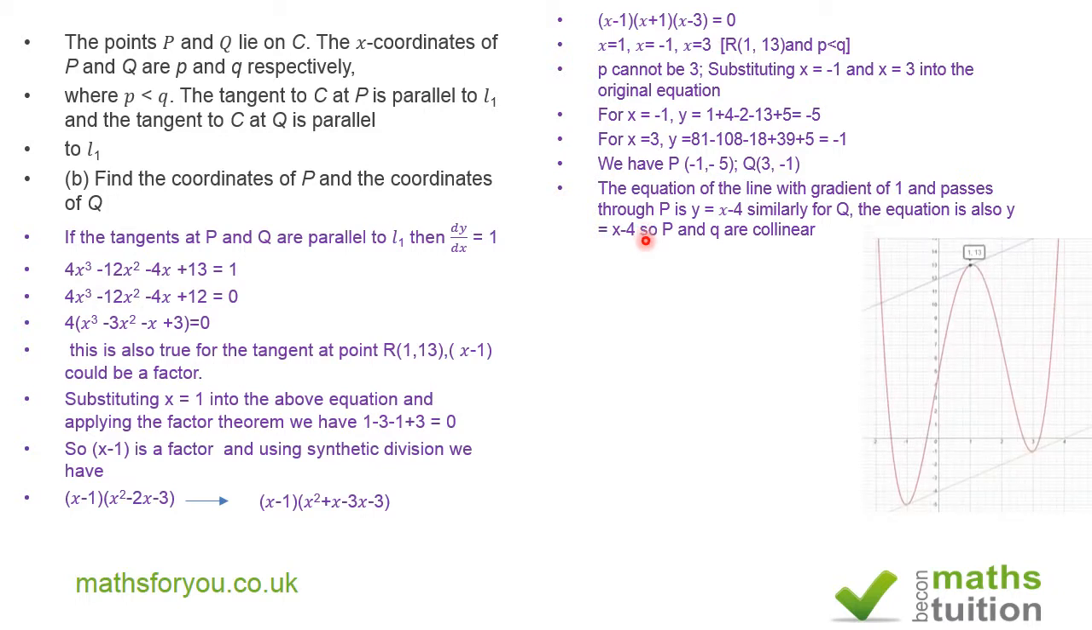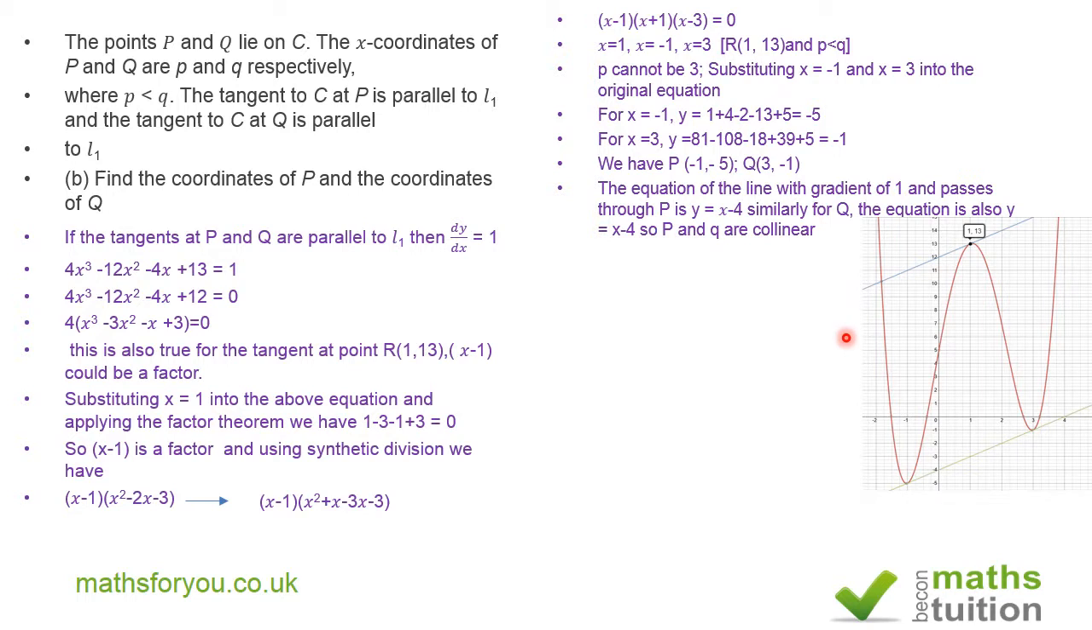Okay, so I just preempted what's in part C. Anyway, this is what we got here. This line here is the original L sub 1 line, and this point here is R. And this line here is the line that joins P and Q, and it's L sub 2. So P and Q are collinear there. Anyway, moving on. I just preempted part C there.